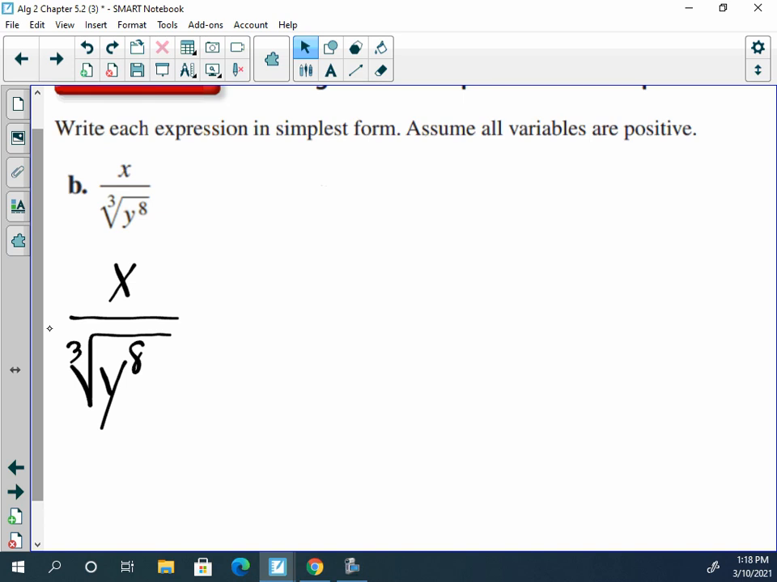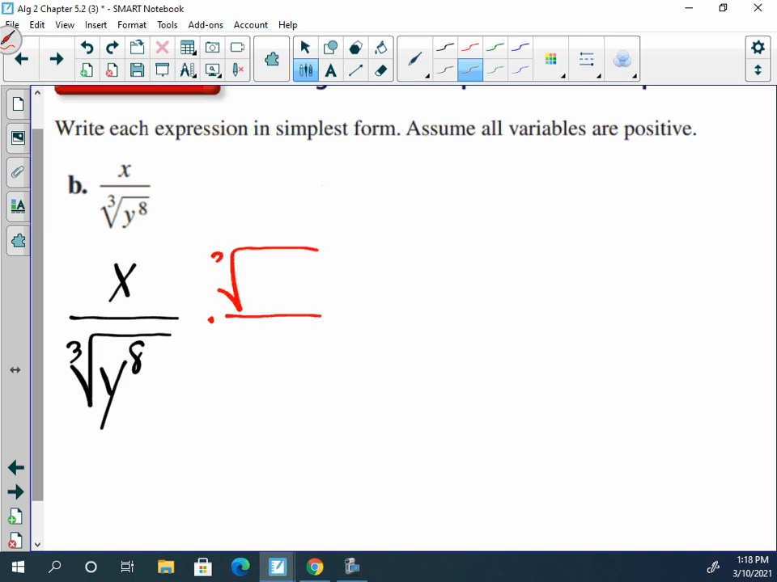So what is the next number after 8 that is divisible by 3? 9 would be the next one, yes? How many am I missing to get to 9? 1, because if I had another y, it would make it y to the 9th, and that would reduce. So what we can do is I can multiply the numerator and denominator by the cubed root of y.